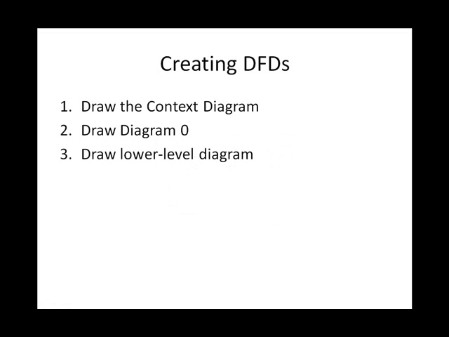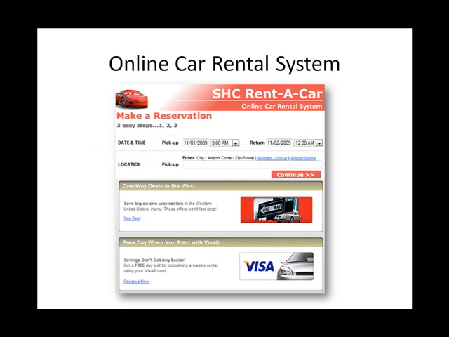When creating a data flow diagram, there are three main steps. Step one, you draw the context diagram of the system. Then, based on the context diagram, you expand it into diagram zero. And then from diagram zero, you choose any process or more and detail it in lower level diagrams.